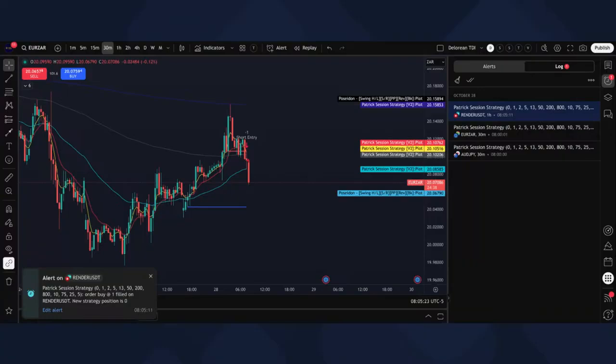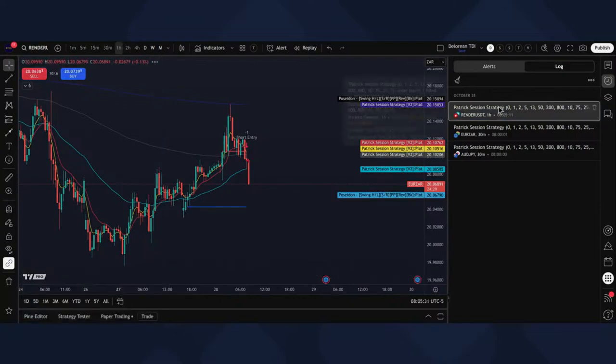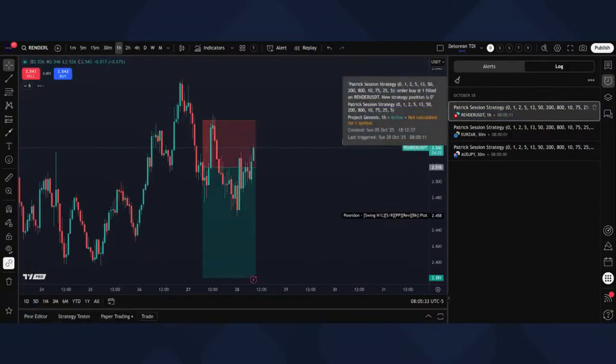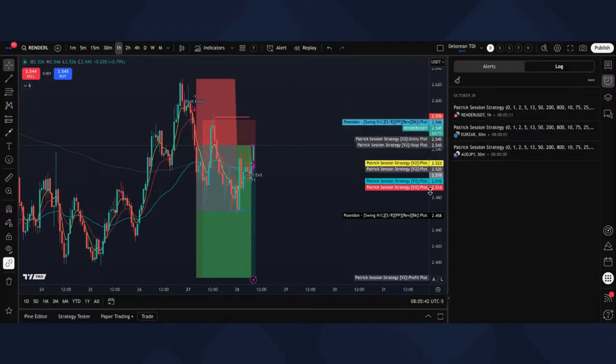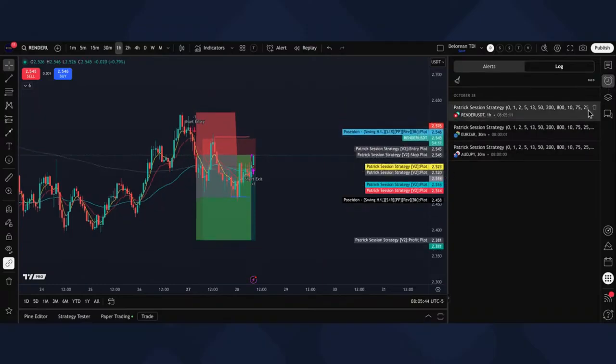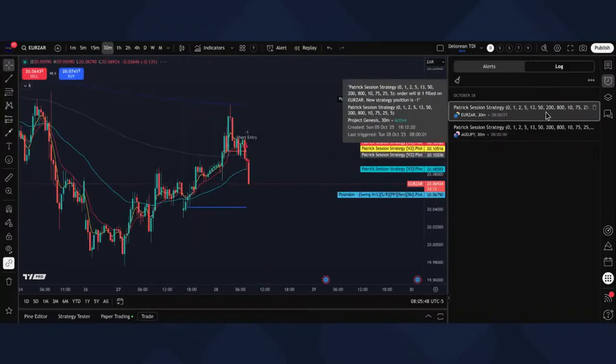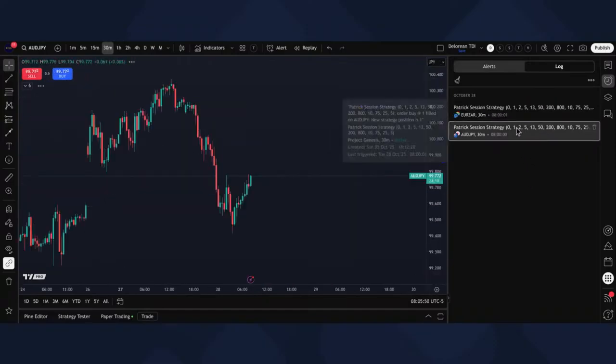Let's see another ding. What is that? Render versus Tether. Okay. Not an issue, considering where we entered.